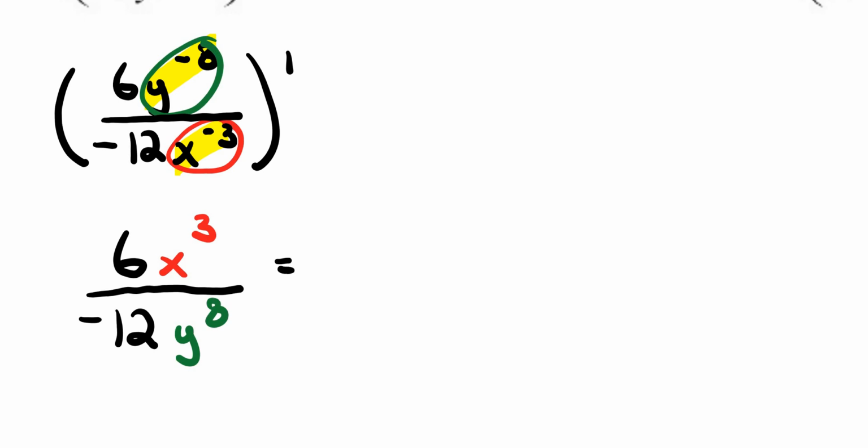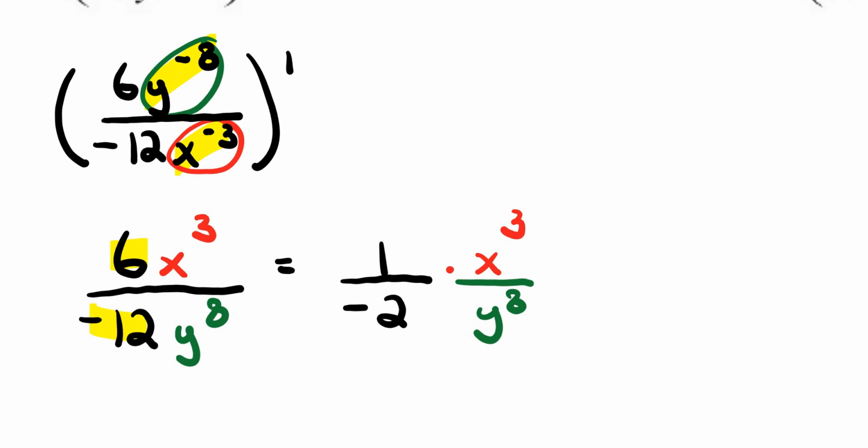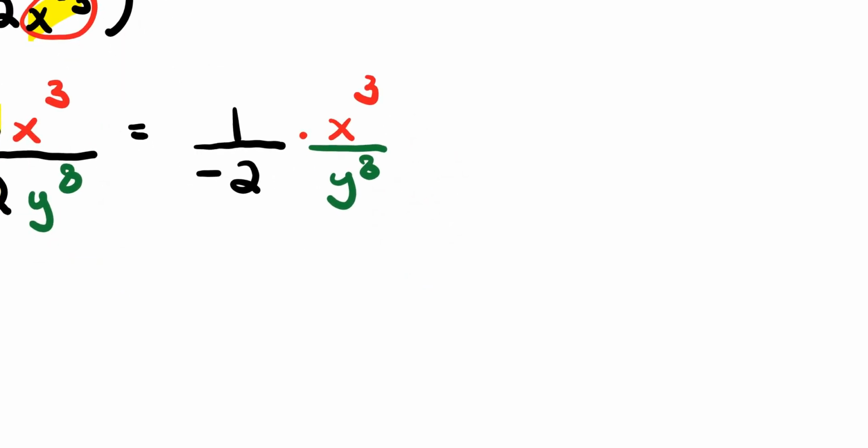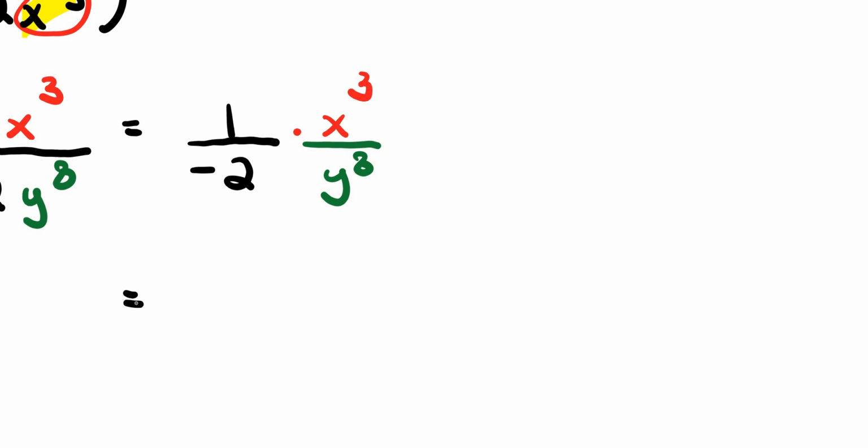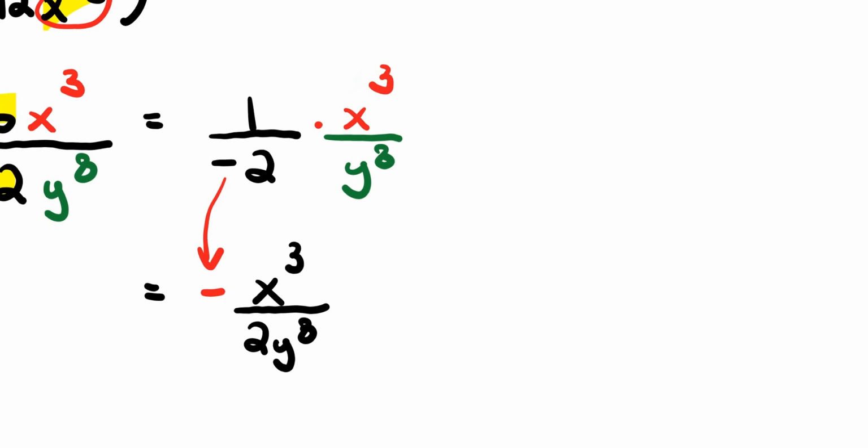All right, that's looking pretty good. And then finally we can do 6 divided by negative 12, which is 1 over negative 2, and then we have x cubed divided by y to the power of 8. Although that's technically correct, you can rewrite this as just x to the power 3 divided by 2y to the power of 8, and then the minus sign can just tag along. Okay, so that's another way you could write that particular question. Okay, good. These are all good questions here.